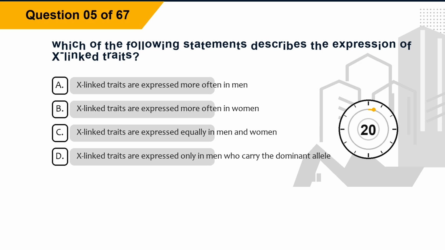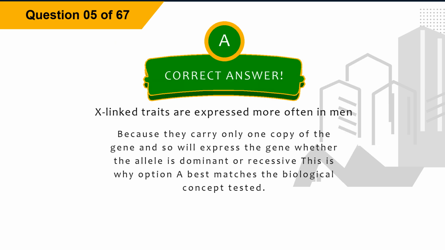Question 5. Which of the following statements describes the expression of X-linked traits? Option A, X-linked traits are expressed more often in men. Option B, X-linked traits are expressed more often in women. Option C, X-linked traits are expressed equally in men and women. Option D, X-linked traits are expressed only in men who carry the dominant allele. The correct answer is option A, X-linked traits are expressed more often in men.